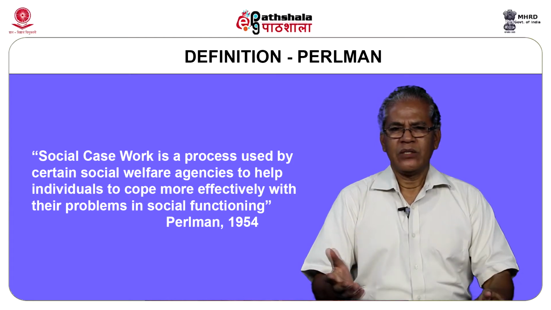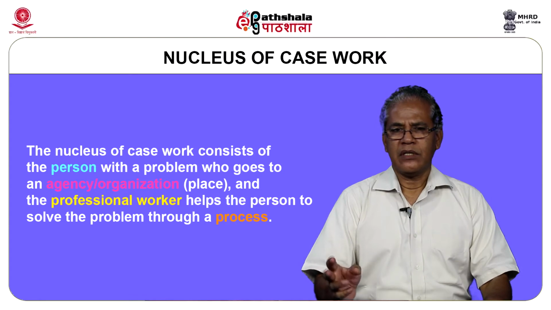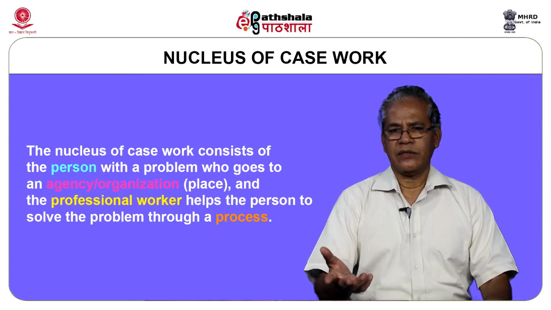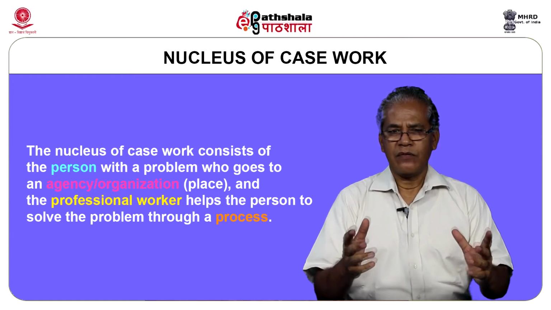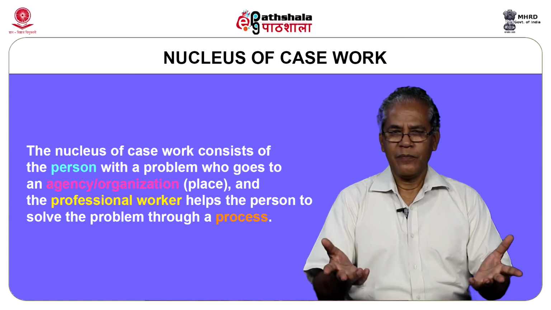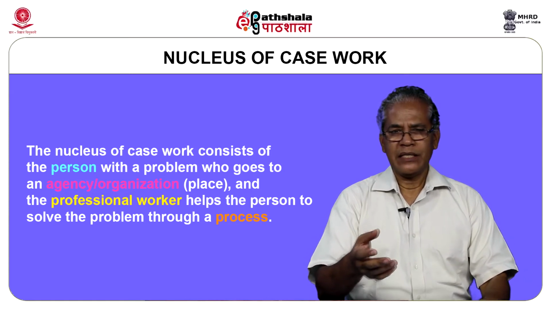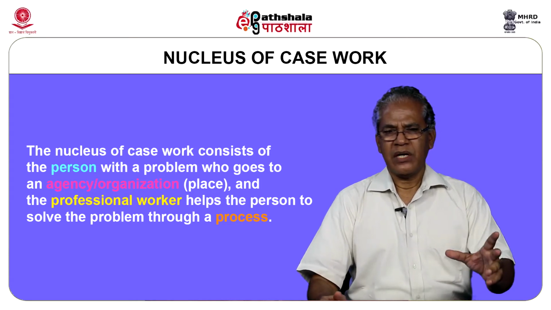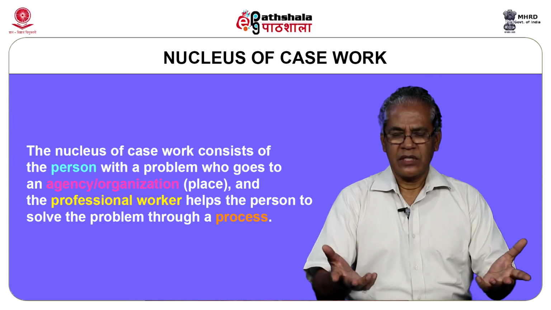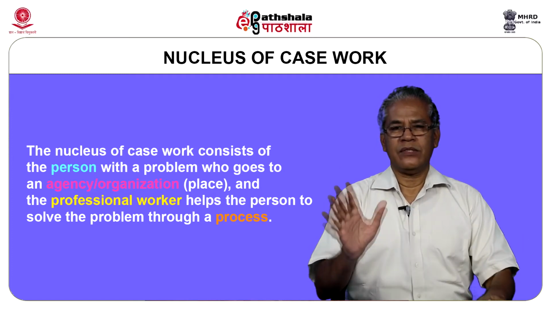This definition of Perlman refers to the essential elements of social casework: the person, the place, the problem, the professional worker, and the process. The nucleus of casework, therefore, consists of the person with a problem who goes to an agency or organization, which means a place, and the professional worker helps the person to solve the problem through a process.